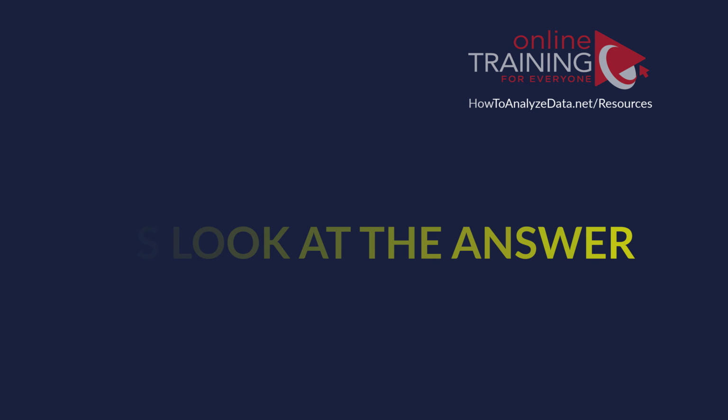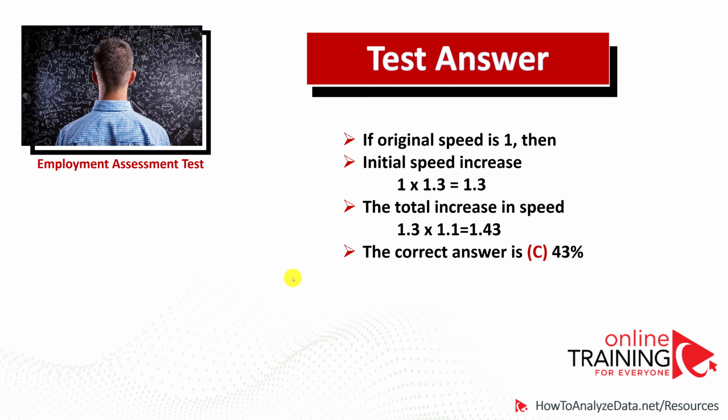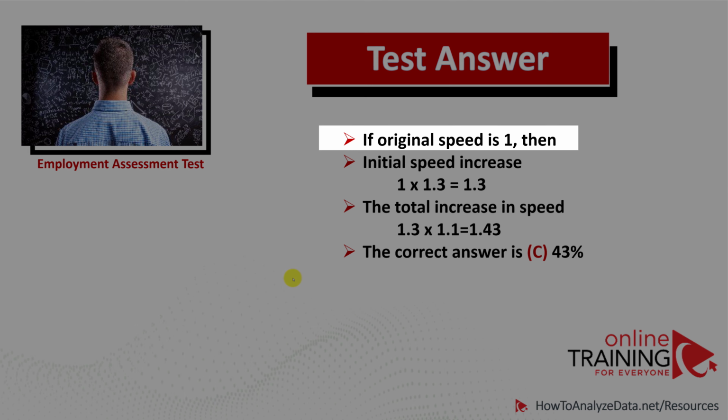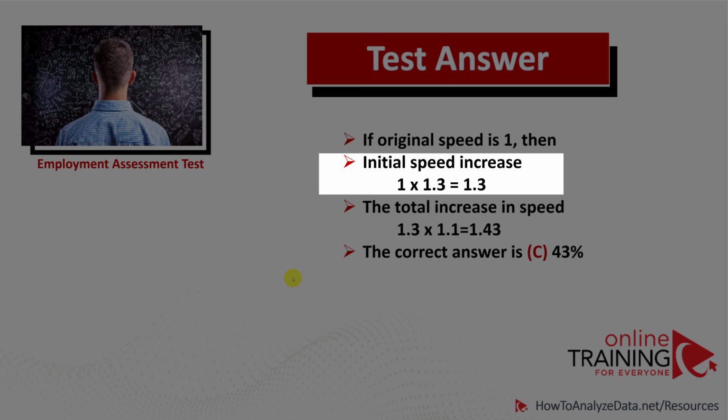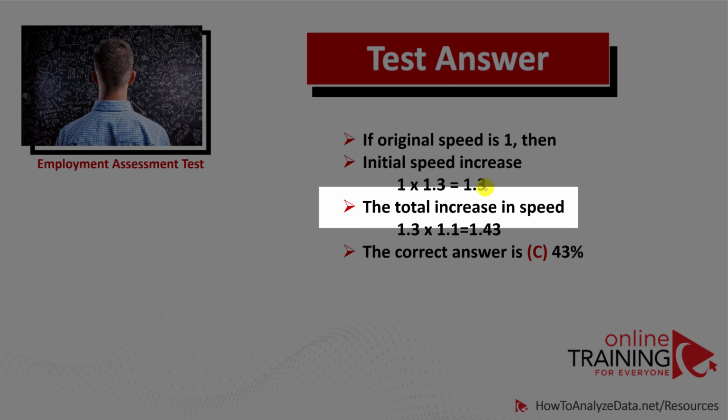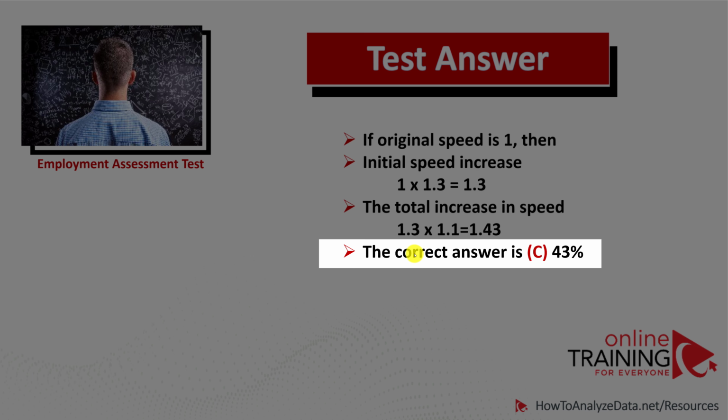To solve this problem, you need to calculate based on the original speed. If the original speed is 1, then the initial increase in speed would be 1 multiplied by 30%, which is an equivalent of multiplying by 1.3, which would be 1.3. The total increase in speed then would be 1.3, which is the speed after the first increase, multiplied by 1.1, which is an increase by 10%, which would be an equivalent of 1.43. So the correct answer is choice C, 43%.